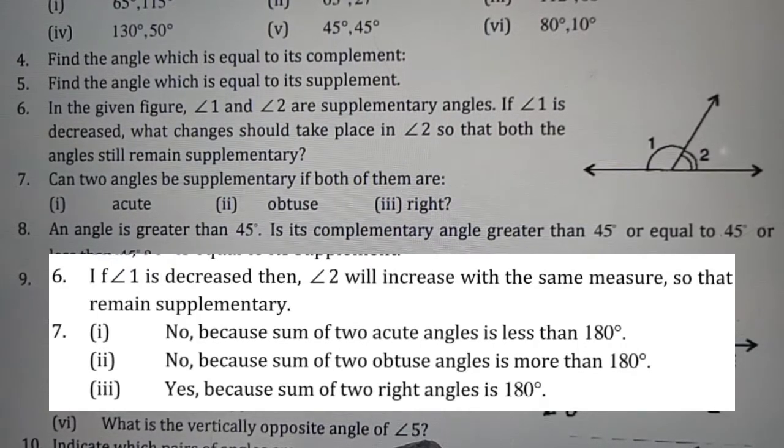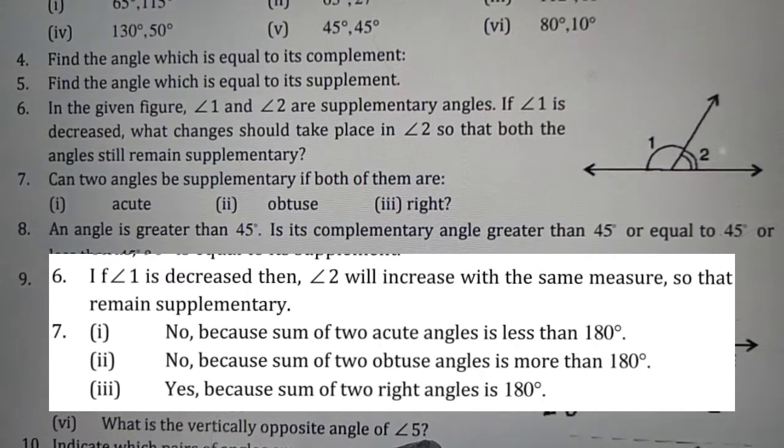So next is the seventh question. Can two angles be supplementary if both of them are acute angles? Now, what is an acute angle? Acute angles are less than 90 degrees. So if both angles are less than 90 degrees, then their addition is also less than 180 degrees.